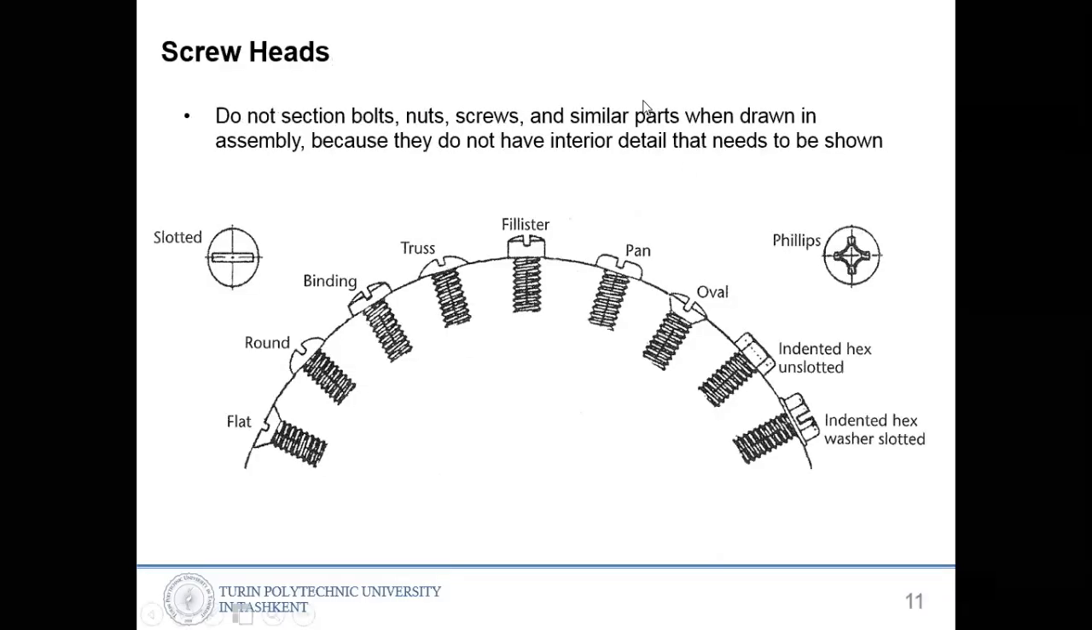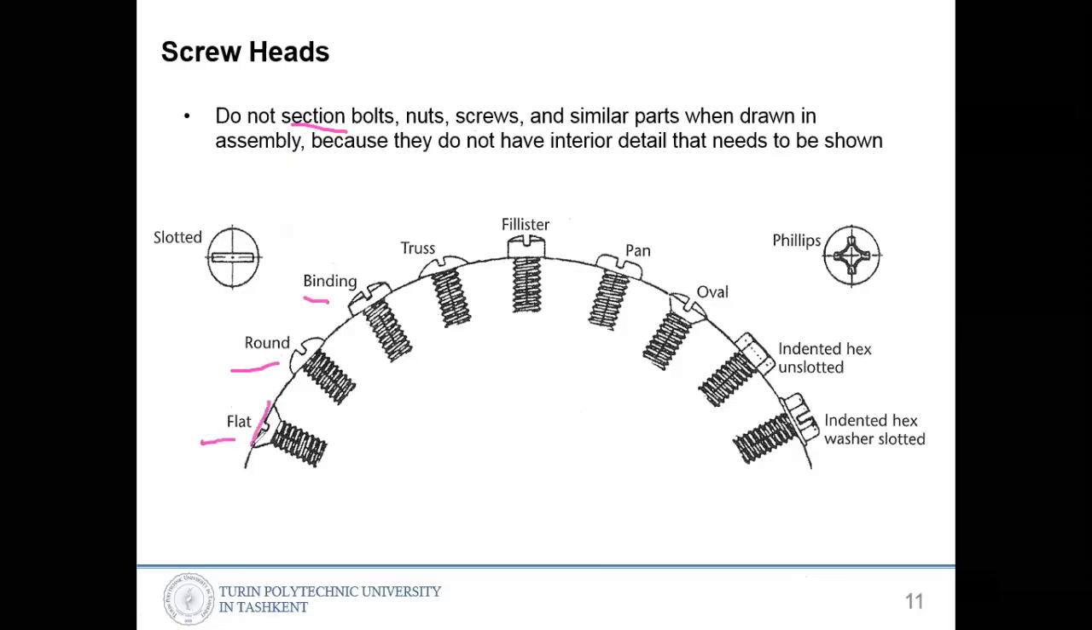The heads of the screws are different, a lot of standardized types. Do not section bolts, nuts, screws, and similar parts in the assembly drawing, because they do not have interior detail that needs to be shown. So we are showing just the outside. We are not showing inside, so we are not making a section. And here you can see the flat one, round one, binding one.